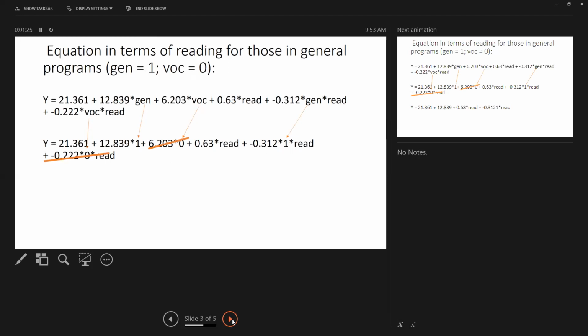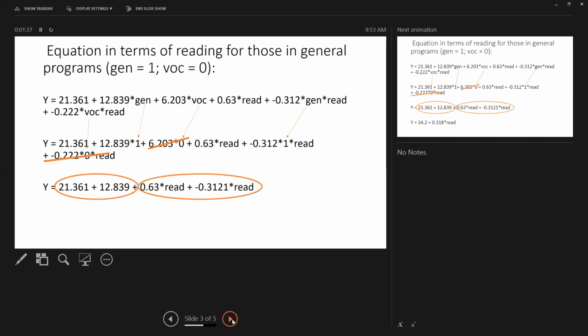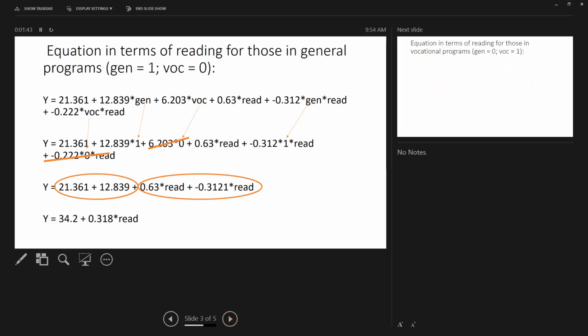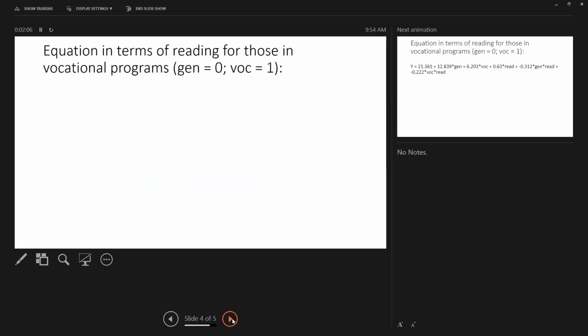Anything multiplied by 0 is 0. So those two terms go away. Our equation is reduced to this form. We can then add similar numbers together. And then we have our equation. So now here's our simple slope equation for those who are in the general academic track. Here's the simple slope for those in the general academic track.